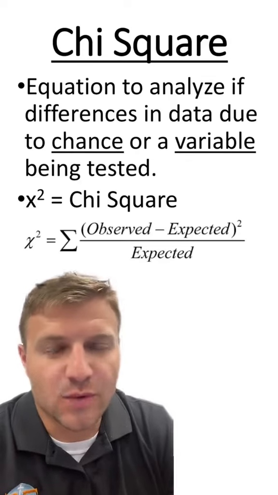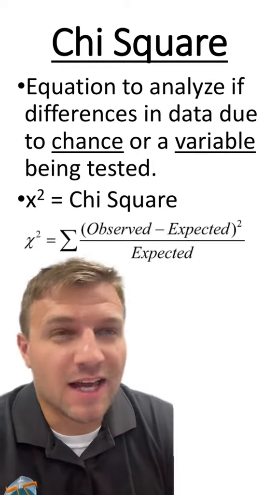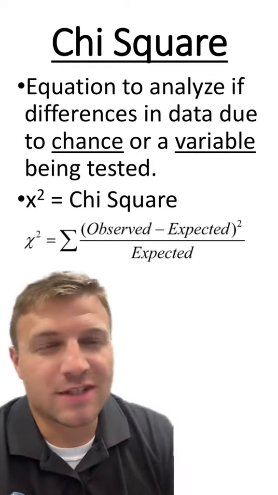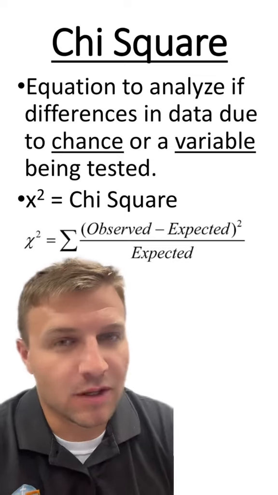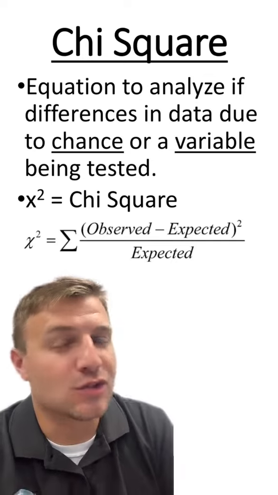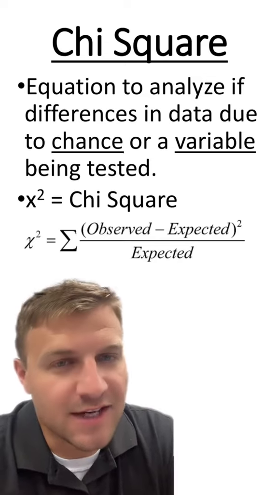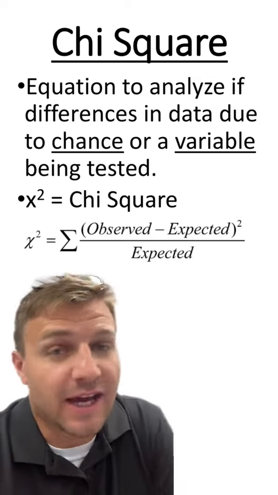Let's go over the chi-square test. Before I start, I'm an AP biology teacher, and this is for an AP bio class, not really a statistics class. Your stats teacher might explain this a little bit more in depth than I will. But basically, chi-square is an equation to analyze if differences in data are due to chance or a variable being tested. X squared is going to represent chi-square, and this is the equation to calculate that number.